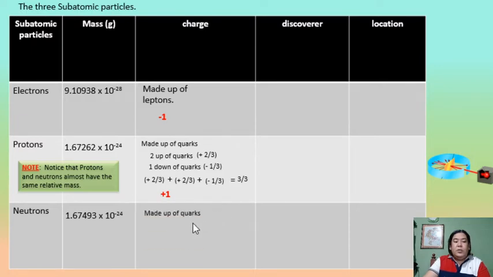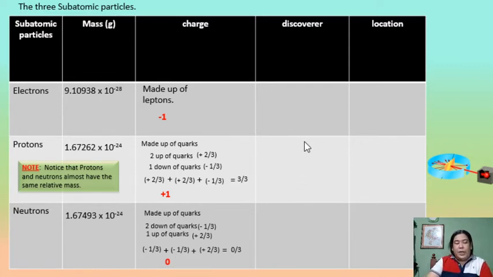Okay? While the neutrons are made up of quarks also, but this time, the neutron is made up of 2 down quarks and 1 up quark. So, negative 1/3 plus negative 1/3 kasi 2 down quarks, plus positive 2/3. You will have, pare-pareho ulit ng denominator, negative 1 plus negative 1, that is negative 2, plus positive 2, you will have 0 over 3 or 0. That is why neutron has no charge or the charge of 0.